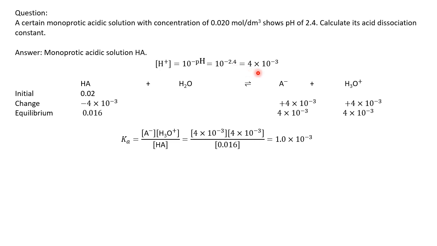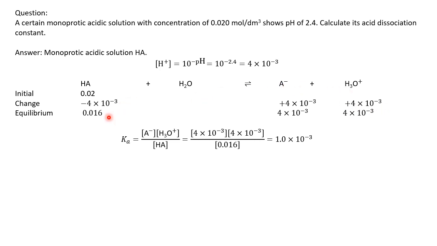We can also utilize this initial change and equilibrium diagram in which HA in water will partially dissociate to form A minus and H plus ions. The initial concentration of HA is 0.02. A small fraction of it, denoted as this minus 4 times 10 to the power of minus 3, will dissociate to the right hand side to form plus 4 times 10 to the power of minus 3 for both A minus and H plus ions.